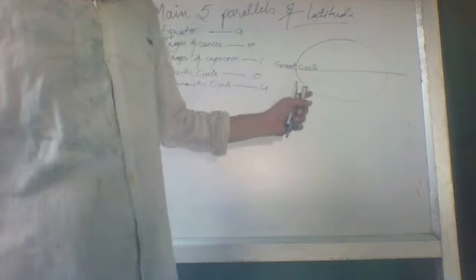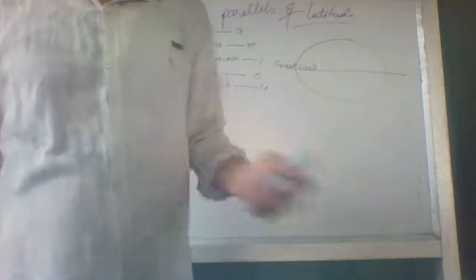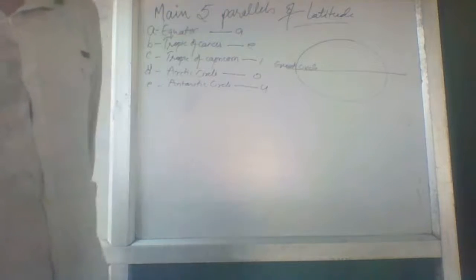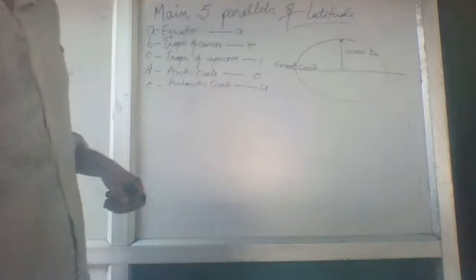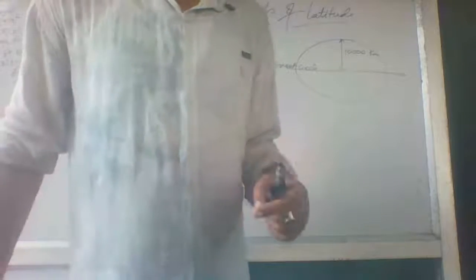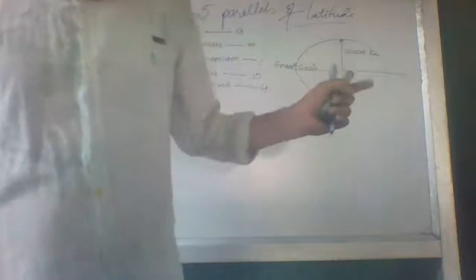Now, about the equator. 0° latitude divides the earth into 2 equal halves, and this is called the great circle. All others are smaller circles. The distance from the equator to the pole is approximately 10,000 kilometers. All the latitudes run parallel to the equator towards the north and the south. We have seen about latitudes.